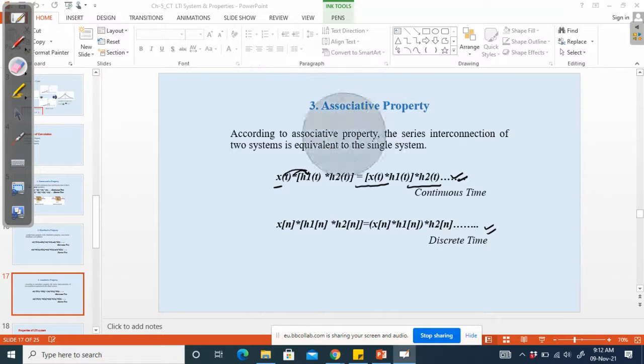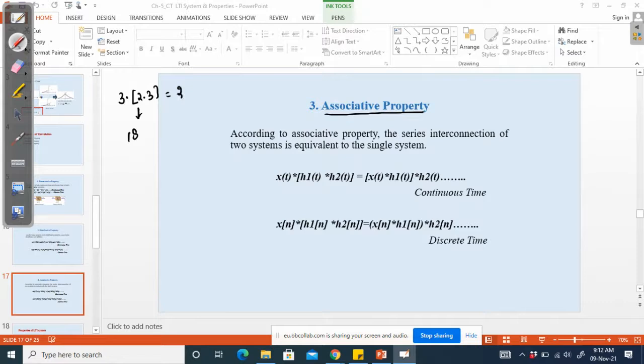Next property, commutative property. Sorry, associative property. Next one is associative property. Associate means something like grouping. Okay, something like grouping. Let me show you with the help of an example here. Let's suppose I have 2 multiply 3. What is the answer of it? The answer is 6, multiply 3, 18.